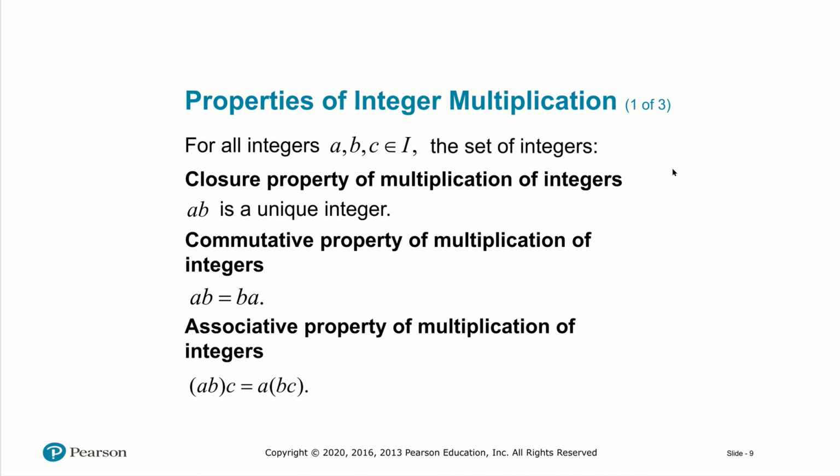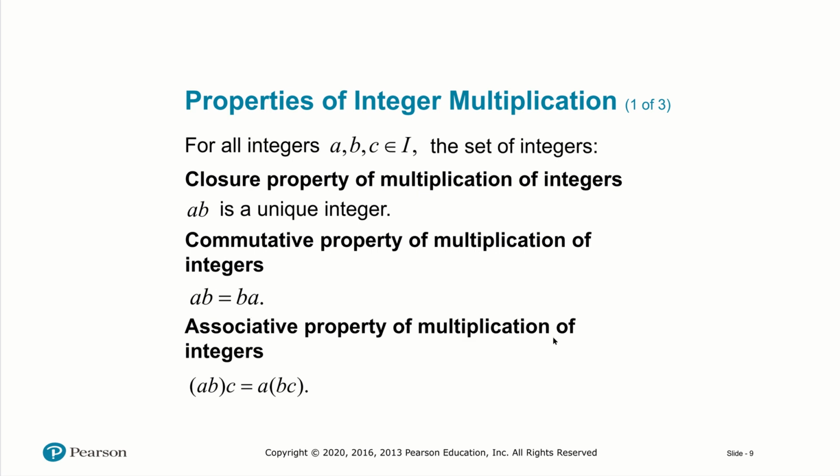Okay, now looking at some properties of integer multiplication. For all integers a, b, c belonging to the set of integers, the closure property of multiplication tells us that a times b is a unique integer. In other words, whenever a and b are integers, then a times b, their product, is also a unique integer. The commutative property of multiplication tells us that a times b is equal to b times a. In other words, the order of multiplication does not matter.